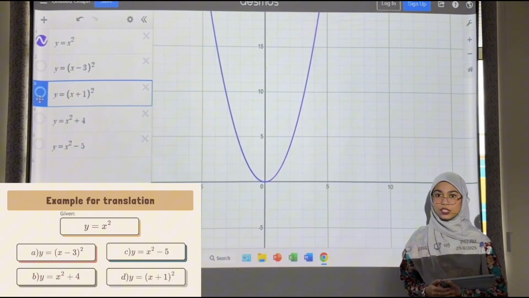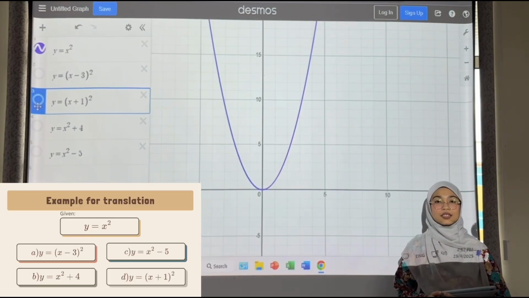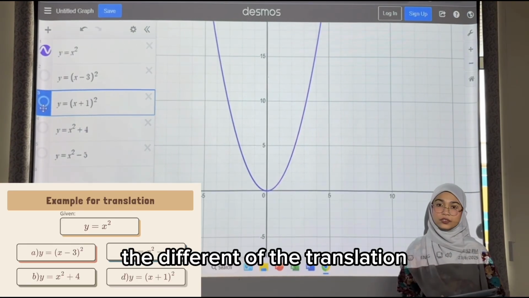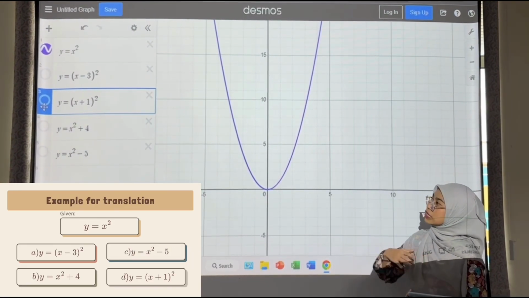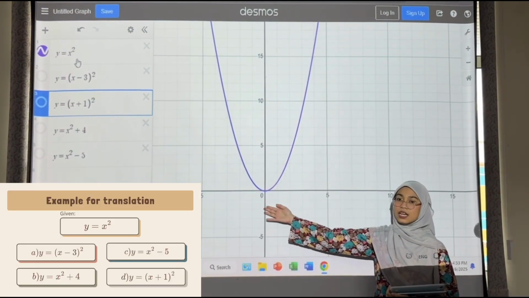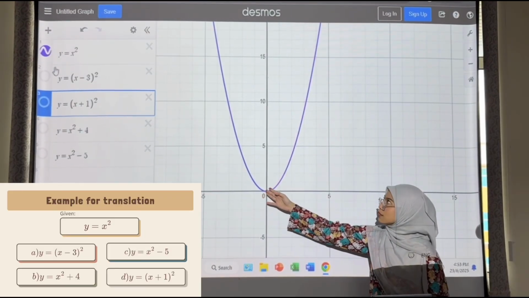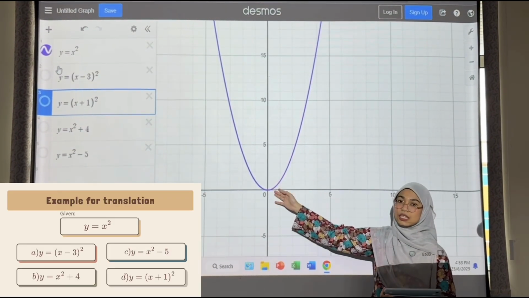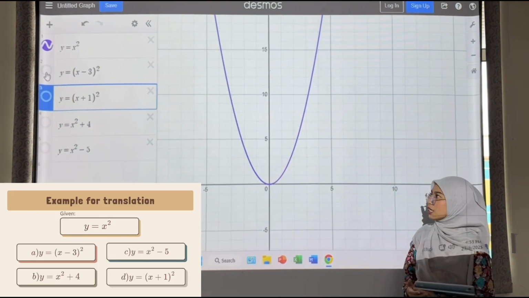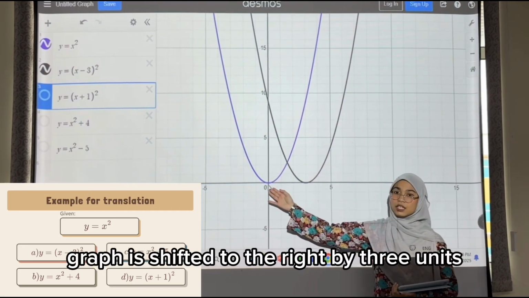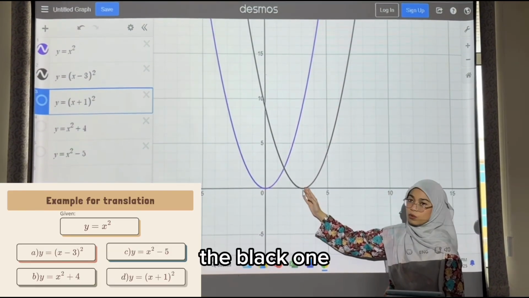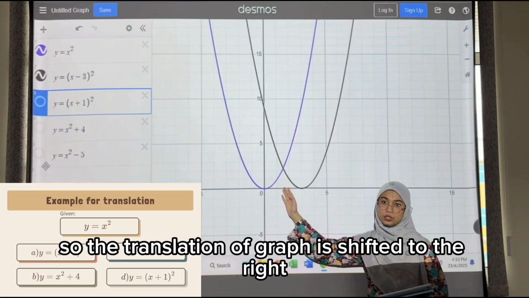Okay, in this video, we will use the Desmos graph calculator to sketch the graph to see the difference in the transformation. In this part, the original equation is y equals x squared. As you can see here, the purple one is the original. So what happens if we subtract 3 inside the function? The graph will shift to the right by 3 units. Let's see the difference between the purple one and the black one. So the translation of the graph shifted to the right.